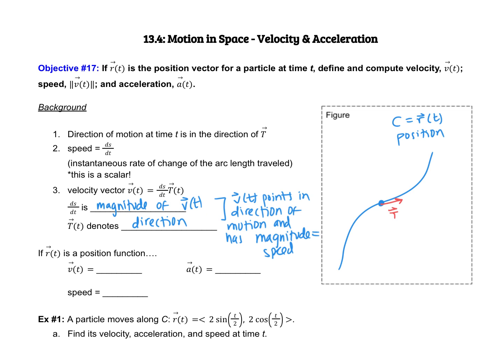Next, if r of t is our position function, like we've already said, the way that we find velocity is we take the derivative of the position function with respect to t. Acceleration is the derivative of velocity with respect to t, or the second derivative of r with respect to t. And speed is the magnitude of velocity, which we've already said is ds dt.